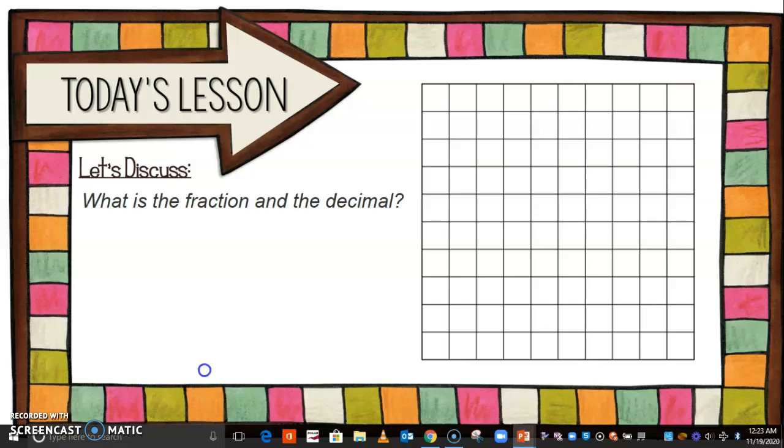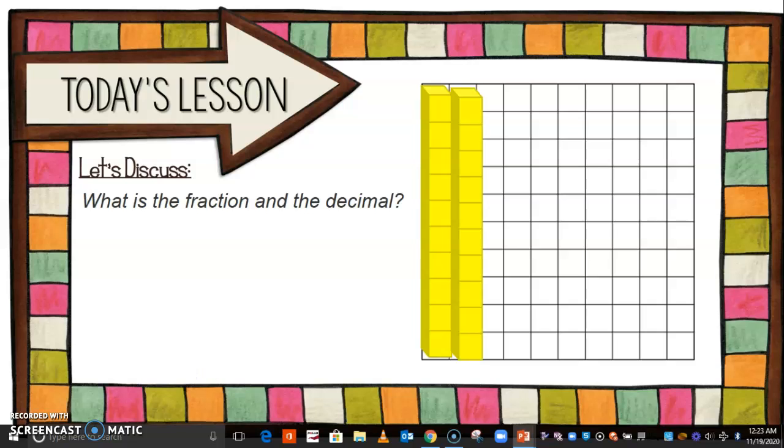What is the fraction and decimal of this picture? So in your notebooks, write that down. What's the fraction? And then tell me what's the decimal. Well, we have 2/10, 2 longs out of the 10 that it would take to fill this up. So how would you write that as a decimal then? 0.2, right?